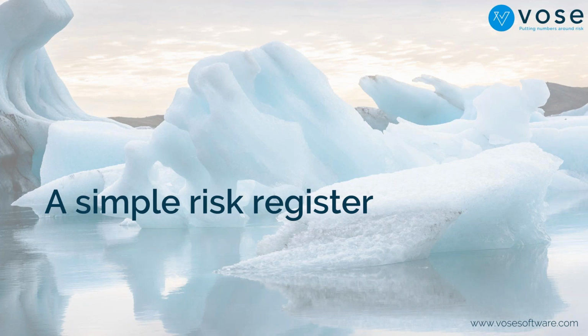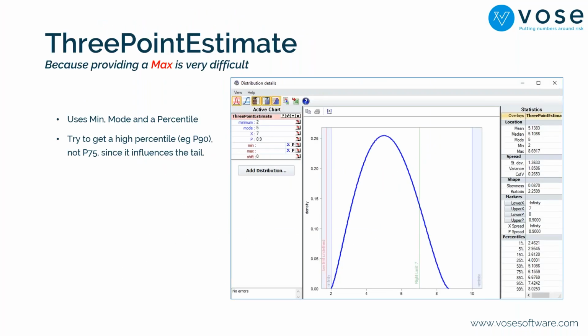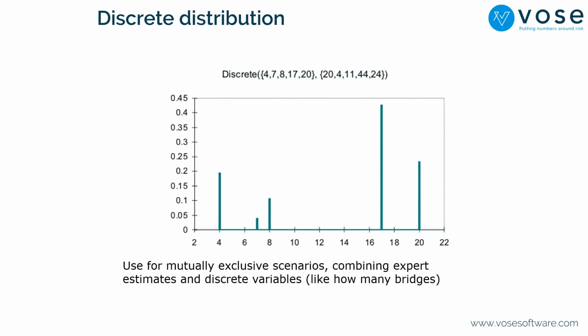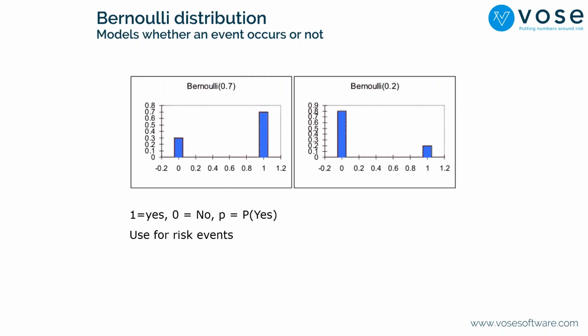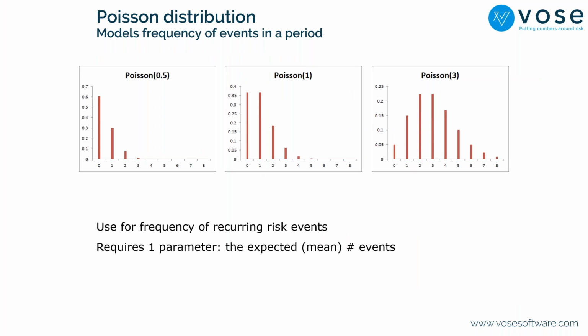Right, well, that was pretty easy, wasn't it? I just gave you 4 distributions. A quick reminder, we've got the 3-point estimate, the discrete distribution, the Bernoulli, and the Poisson. And honestly, if you know those 4 distributions, then you're halfway to being a risk analyst, if you can use them well. Those are the 4 distributions that you can do a great deal with, and they can give you a lot of modeling power. So I strongly recommend you try and make yourself familiar with them.